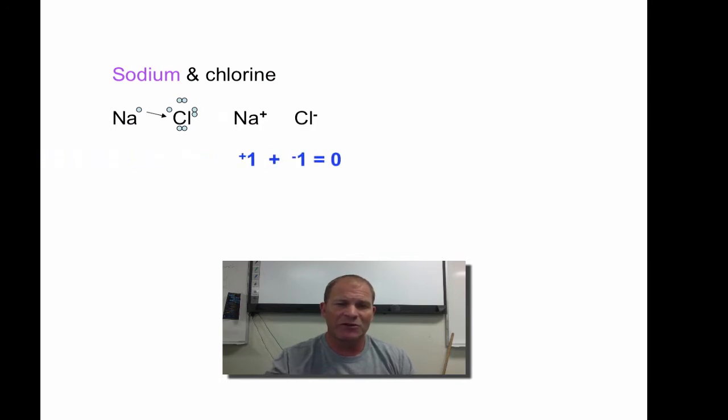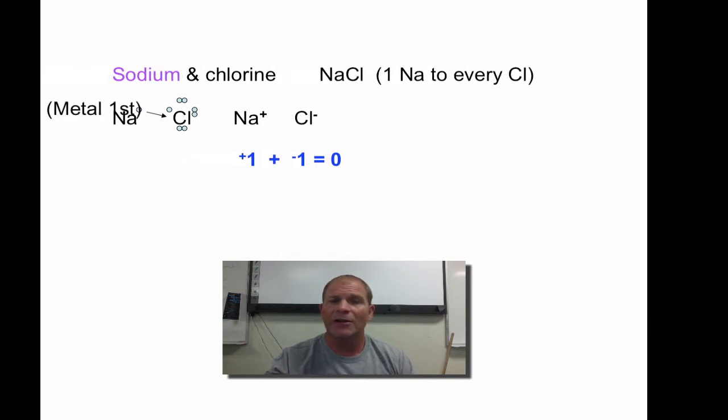So once you know the charges, then you do elementary math. I have a positive 1 plus a negative 1. Does that equal 0? Is this statement true? Yes, it is. So that means all I need is 1 Na and 1 Cl. Remember, the metal is already written first. So again, you see, just memorize the charges, and then to bring them together in the correct ratio, all you're dealing with is simple elementary math.